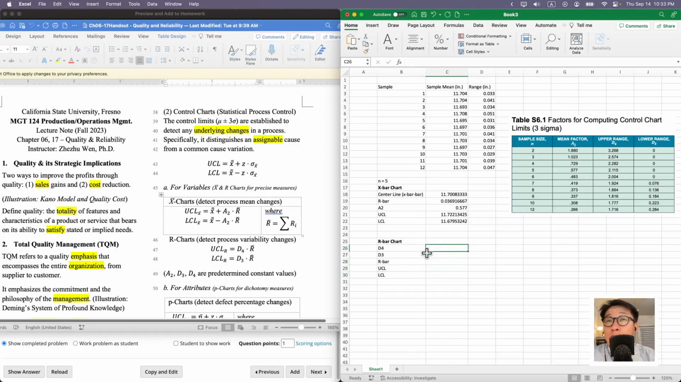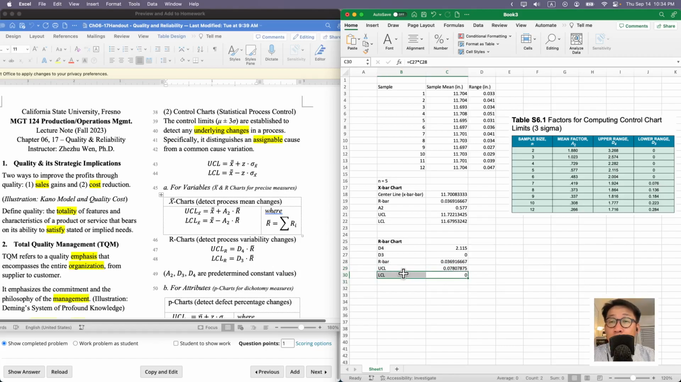Your D4 in this particular case, for the sample size of 5, is 2.115, and D3 is 0. Your R bar again is this, and your upper control limit is basically D4 times R bar. Your lower control limit will be 0 times R bar. So this has given you an upper control limit and lower control limit.